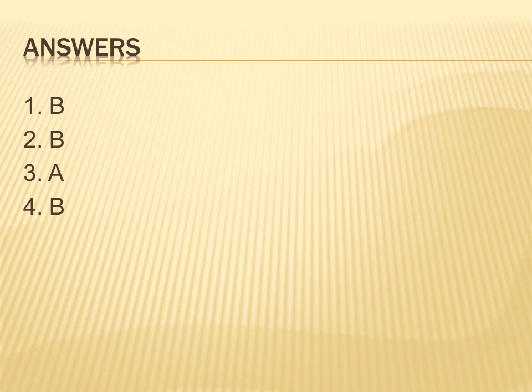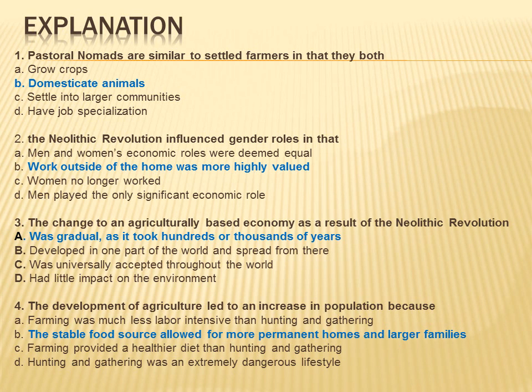Okay, the answers: 1B, 2B, 3A, and 4B. So let's review. Question number one. Pastoral nomads are similar to settled farmers in that they both A. Grow crops. That can't be true. Pastoral nomads moved with their herds. They didn't grow crops. The only ones that grew crops were settled farmers.